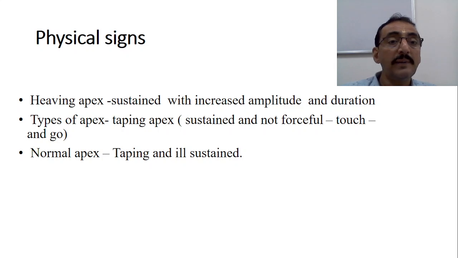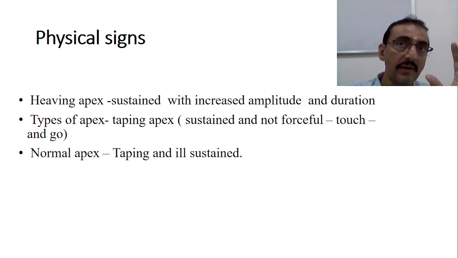Now there are different types of apex beat which happen in cardiac problems. Tapping apex means sustained and not forceful, touch and go type. Another one is normal apex, that is tapping and ill sustained. Another one is heaving apex, which means sustained with increased amplitude and duration. This usually happens in hyperdynamic circulation. So these are the three types.